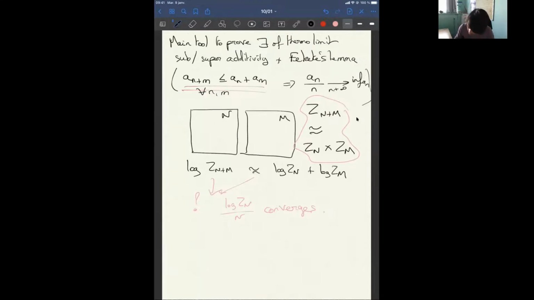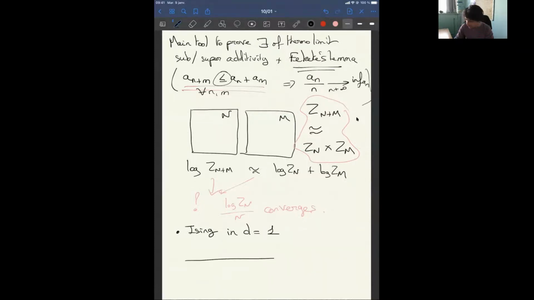Okay, so that's one thing. There are, of course, variations on Fekete's lemma. You don't need to have exact subadditivity. You can allow for error terms, and then it still allows you to prove some kind of convergence. So if you're curious, you can try to prove this, say for Ising in dimension 1.